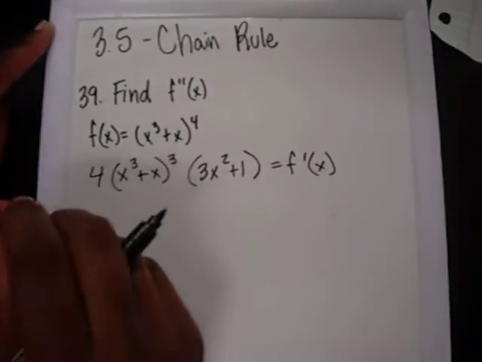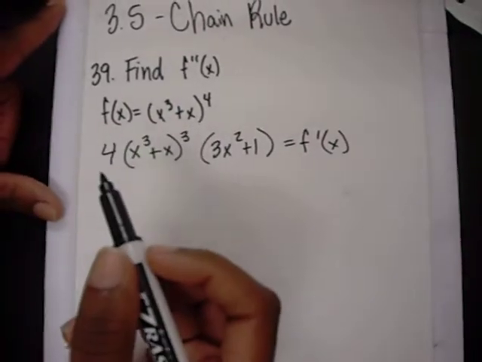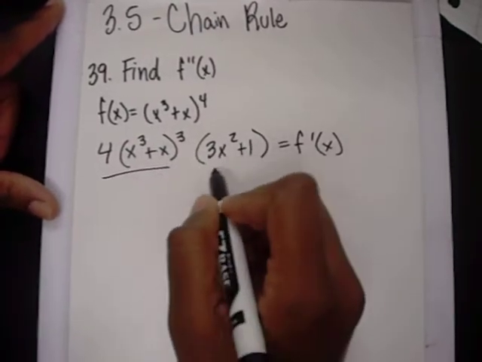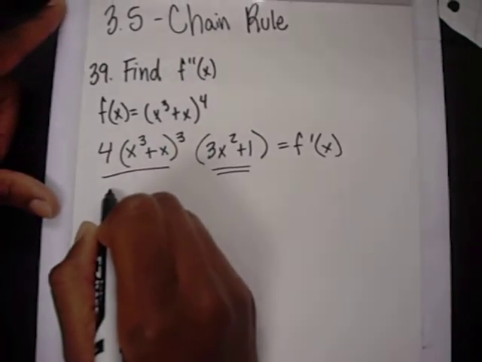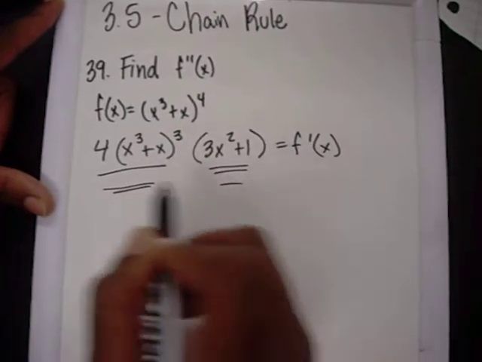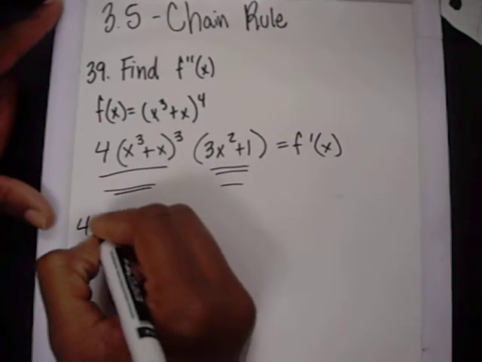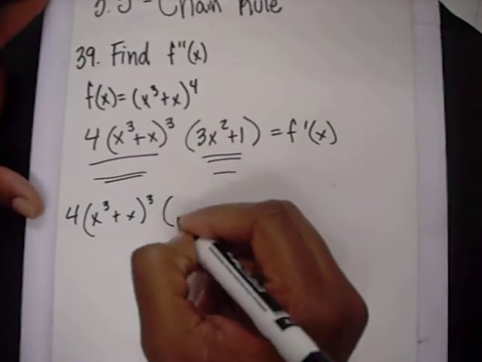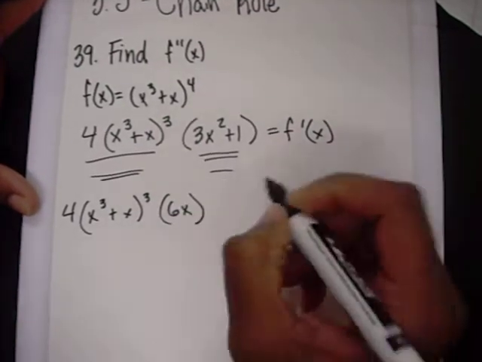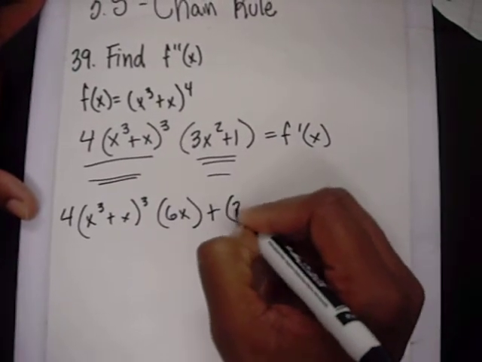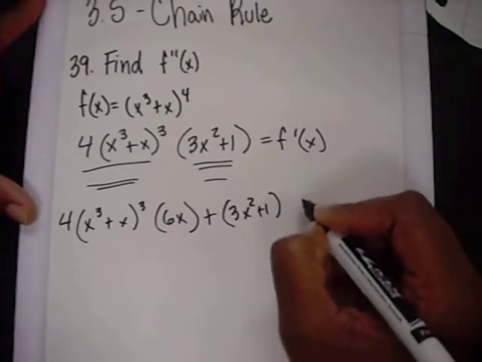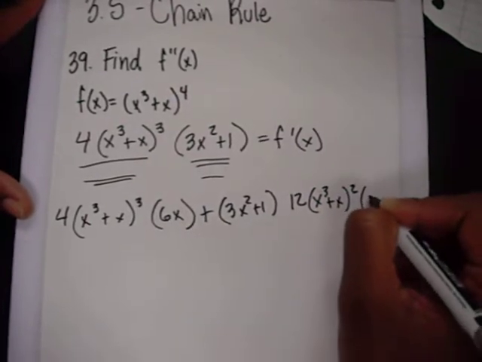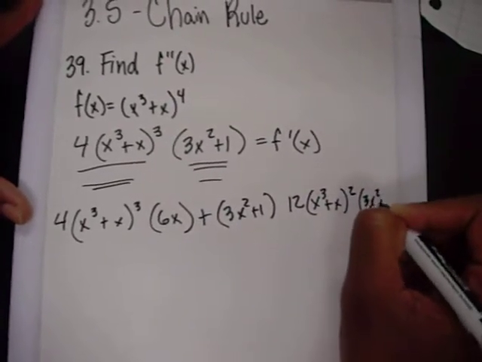Now, when you're going to find the second derivative, you have to use your product rule. You do the first times the derivative of the second plus the derivative of the first times the second. So you're going to do 4 times x cubed plus x cubed times the derivative of this one, which would be 6x, plus the second, 3x squared plus 1, times the derivative of the first, which would be 12x cubed plus x squared times 3x squared plus 1.